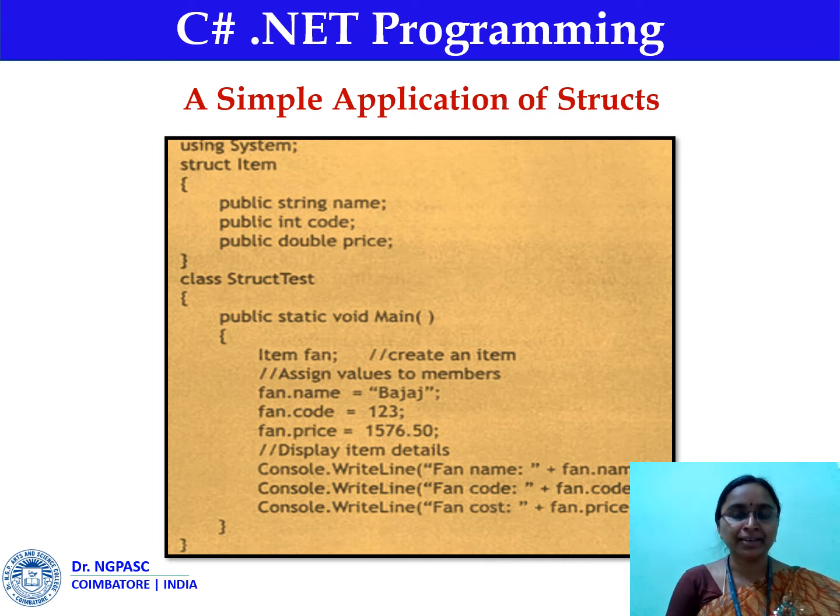struct item. Here item is the structure name. So in that structure we define three kinds of members. One is name, next is code, then next is price. Three different kinds of data types.